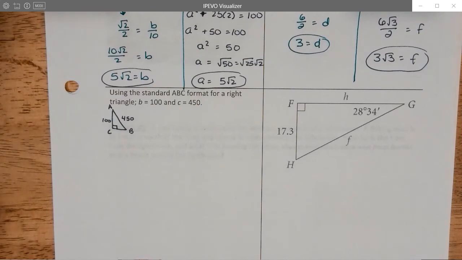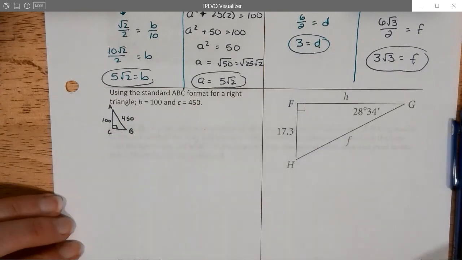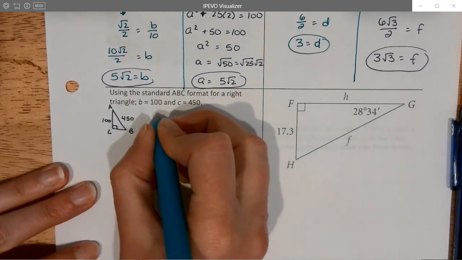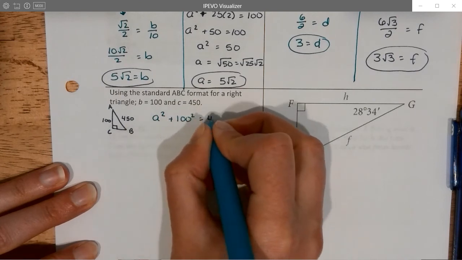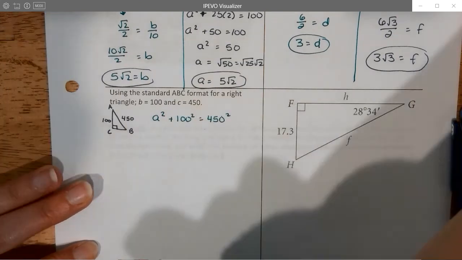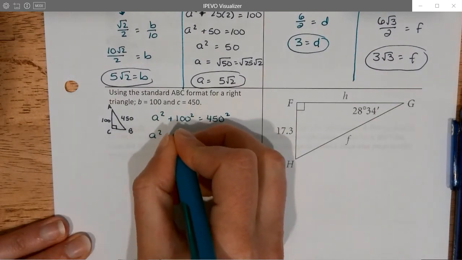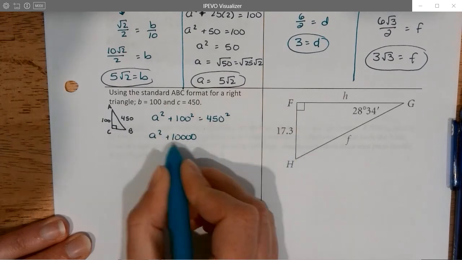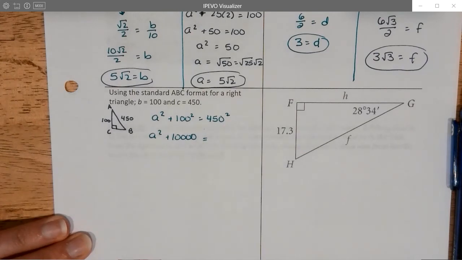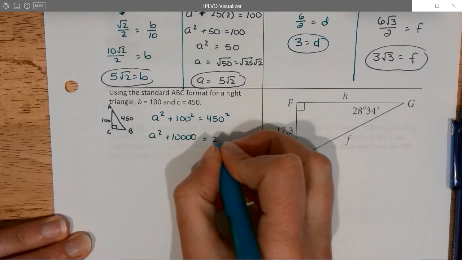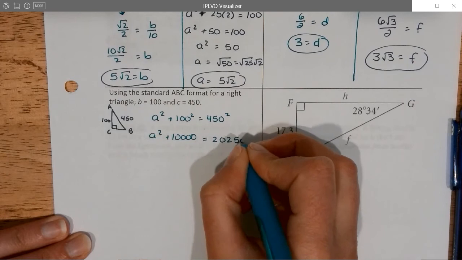Okay, now I can use the Pythagorean Theorem to find the third side. I don't know my angles yet, but I can find that third side right away. So little a squared plus 100, that's B squared, equals 450 squared. Okay, so little a squared plus 100 squared, which should have 4 zeros, so 10,000, equals, if I square 450, I get 202,500.